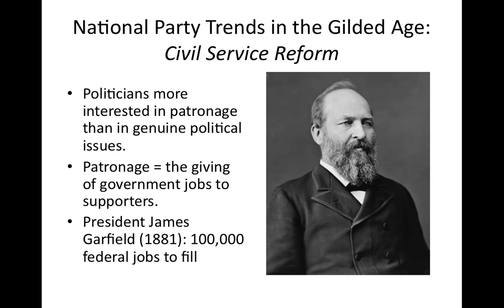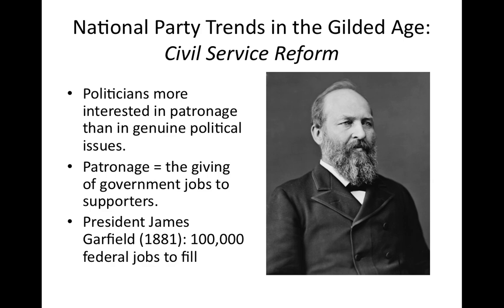For example, President James Garfield, the Republican president who was elected in 1880, when he took office in 1881, he had 100,000 federal jobs to fill. Now, obviously, he didn't do that all himself, but he and mostly people who worked for him basically parceled out those jobs to the supporters of the Republican Party in Washington, D.C. and other places where the federal government had offices.